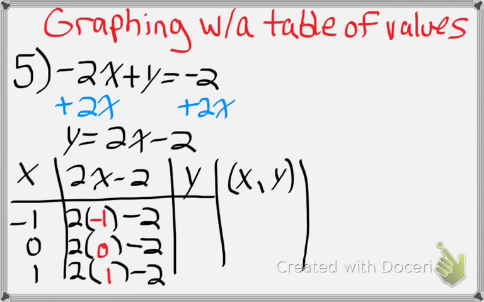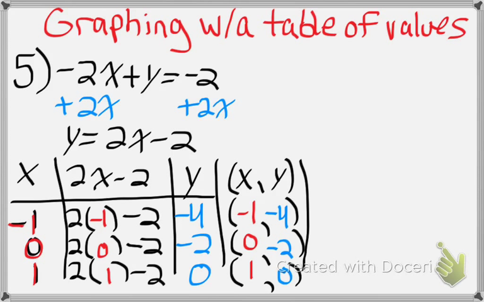2 times negative 1 is negative 2. Negative 2 minus 2 is negative 4. So our output is negative 4. Now for the next one, 2 times 0 is 0. 0 minus 2 is negative 2. For the next one, 2 times 1 is 2. 2 minus 2 is 0. So we now have found a table of values for each of these to where now we're ready to graph this equation. But before we do, I'm going to go ahead and fill in those ordered pairs. So fill in your ordered pairs, and now you're ready to graph away.